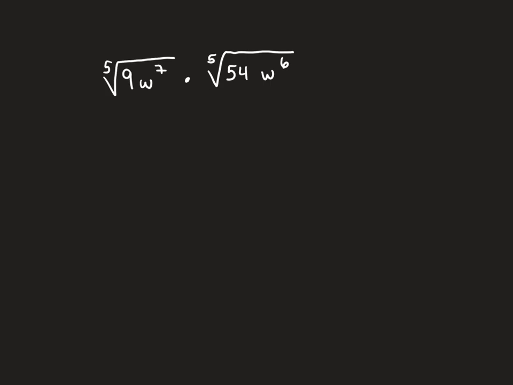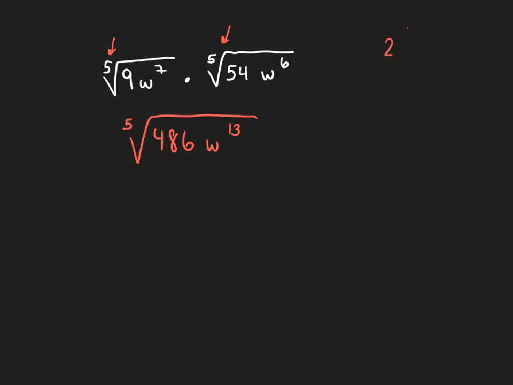All right, when you're multiplying radicals, the first thing I would do is, if they have the same index here, you can just multiply them together. So 9w^7 times 54w^6 becomes 486 w to the 13th. So when you're simplifying the number part of a root, there's lots of ways to go.